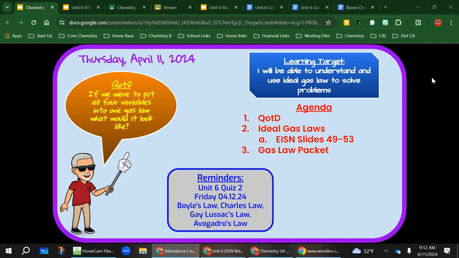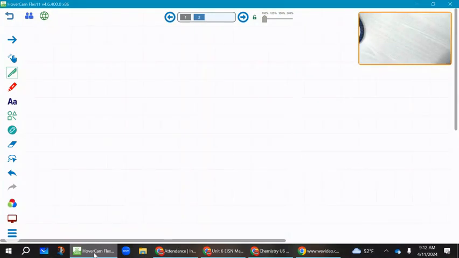All right, ladies and gentlemen. So, if we were to put all four variables into a gas law, what would it look like? P times V over T times N. Yes, no, maybe? Well, I agree, because T and N are always on the bottom, and P and V are always on the top. So what would that equal, ladies and gentlemen?